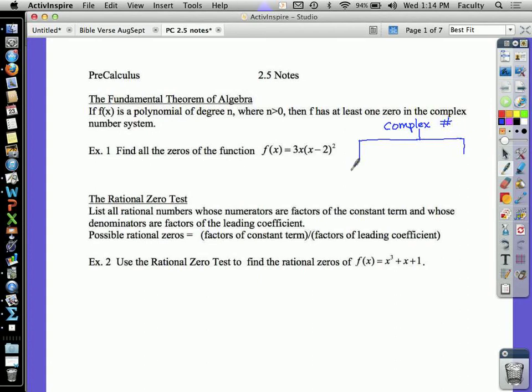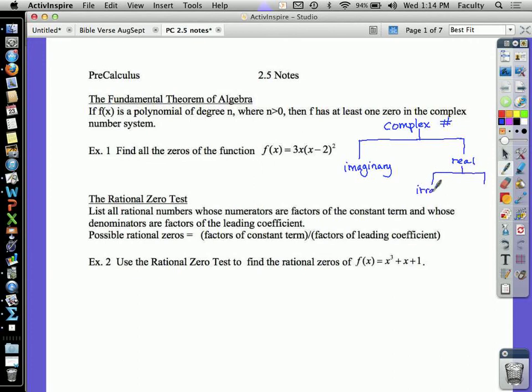And either it's imaginary or it's real. Before you studied imaginary numbers in Algebra 2, we only knew about real numbers. And under the set of real numbers, we have two divisions.